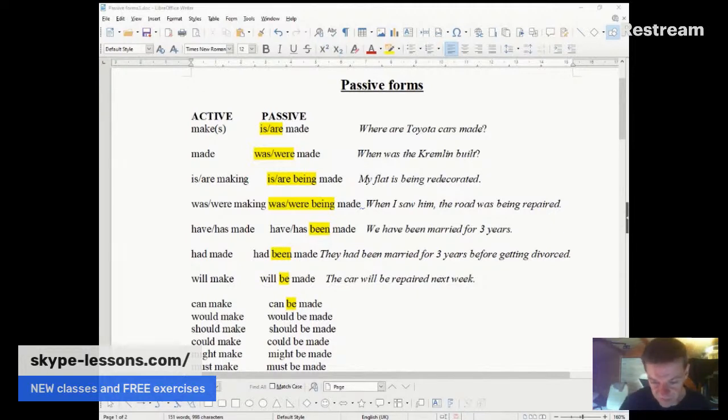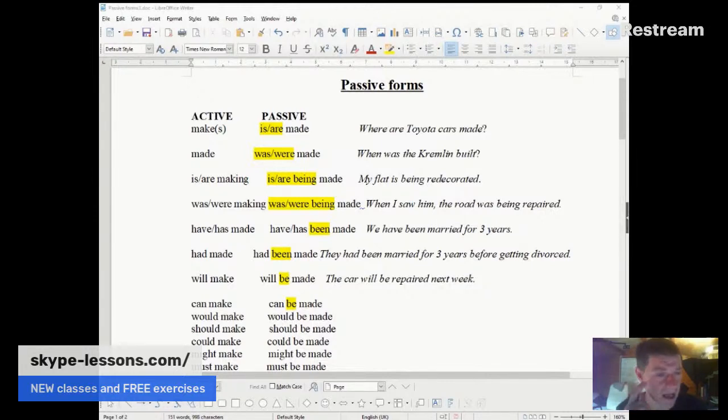And the example you can see in front of you is, where are Toyota cars made? Yeah, they are made in Japan. Yeah, and so remember this, 2 words in passive and 1 word in active. Yeah, the verb complex is only 1 word in active, but in passive it's 2 words, and I think that's very important. If we look at other tenses, it will even be 3 words for continuous tenses and perfect tenses. But for the simple tenses, it's just is or are made and was or were made for past tense.